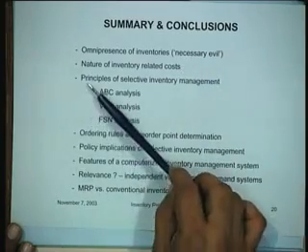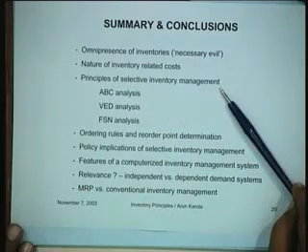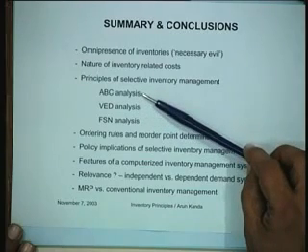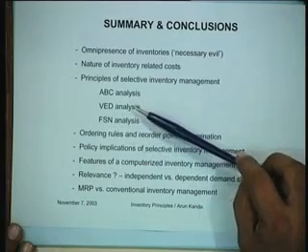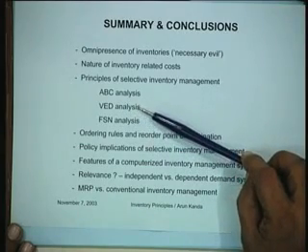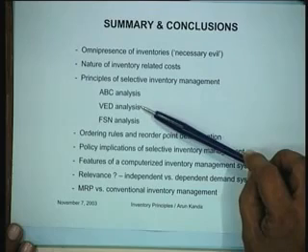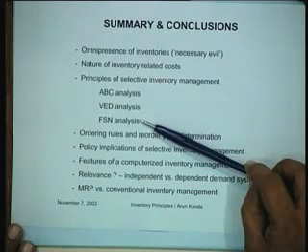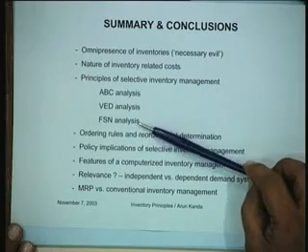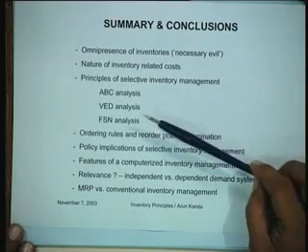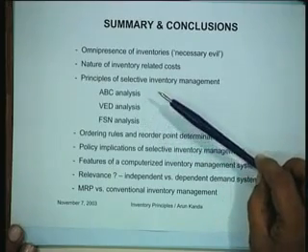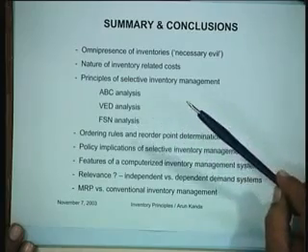Then we talked about this very important principle of selective inventory management, which applies to classification on different fronts. Classification on the basis of value, which is the ABC analysis, classification on the basis of criticality, which is the VED analysis, and classification on the basis of whether items are fast moving or slow moving, and that is actually FSN analysis. Because depending upon this analysis, you have different ways of dealing with those kinds of inventories.